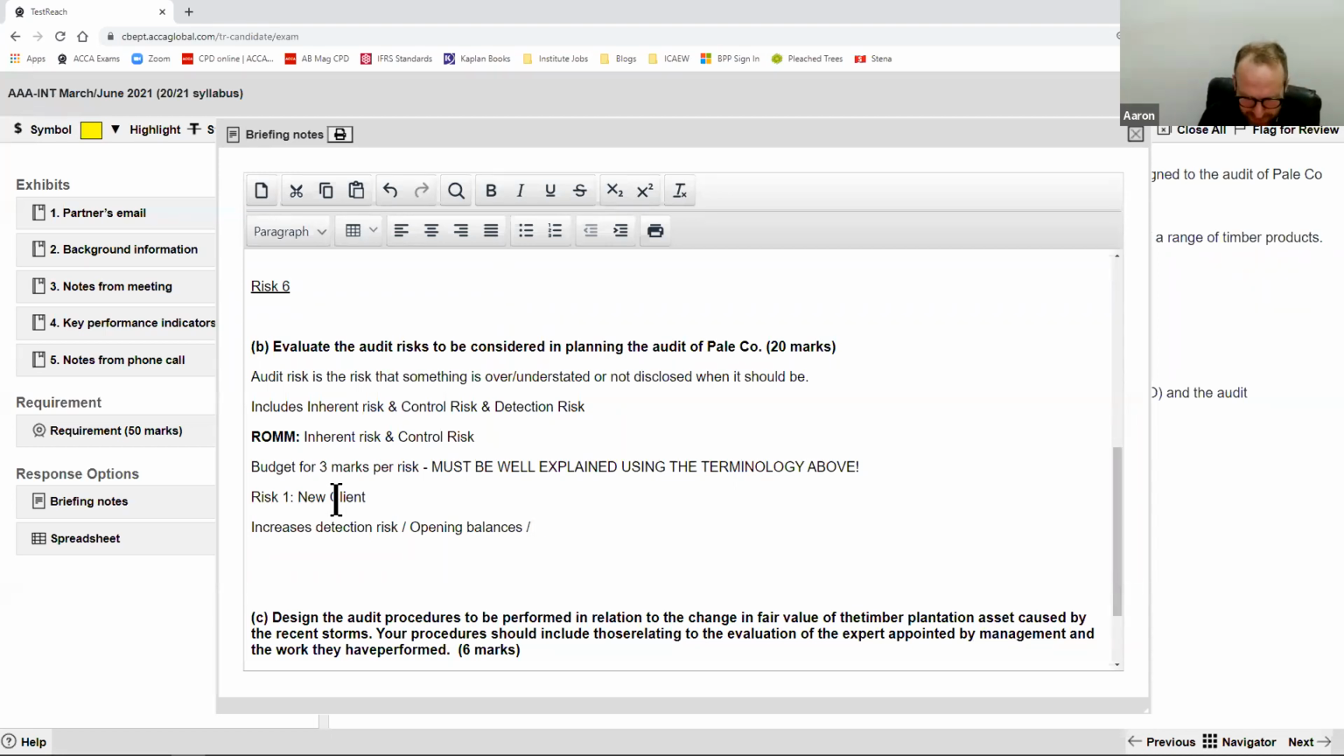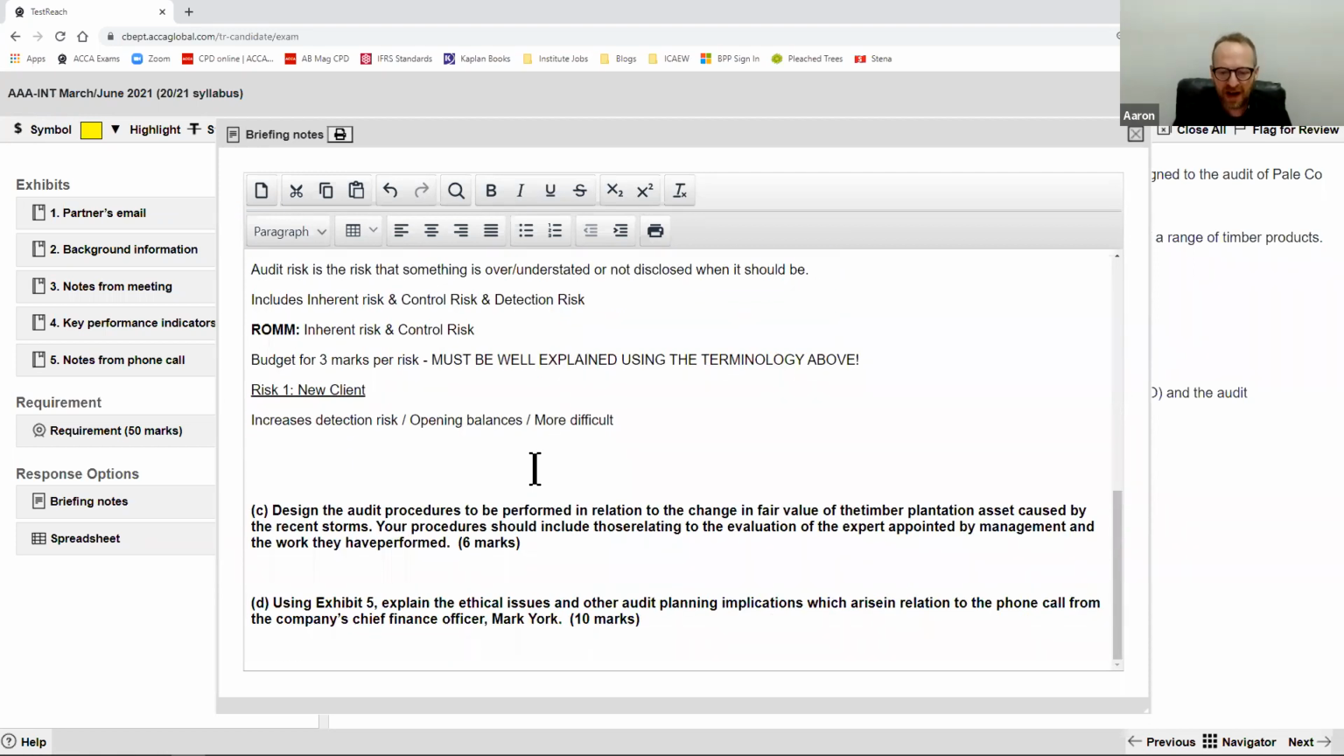You could just talk about the fact that it's more difficult. Now, having said that, it's probably unlikely that you'll pick up 3 marks for that risk. So you've got to understand that. But it's a good way to break yourself in gently and pick up the marks that are available. Okay, so we have seen that one as we go.